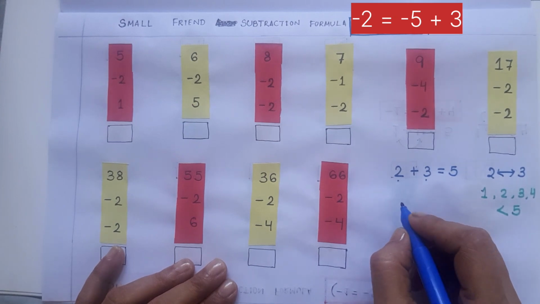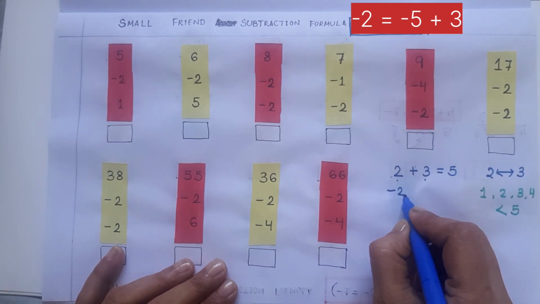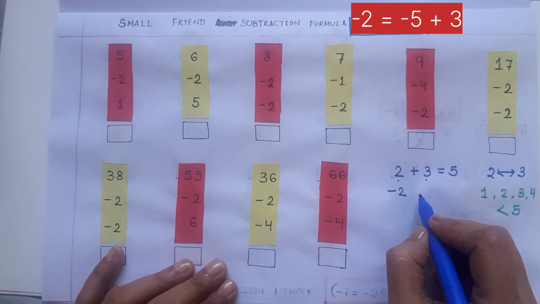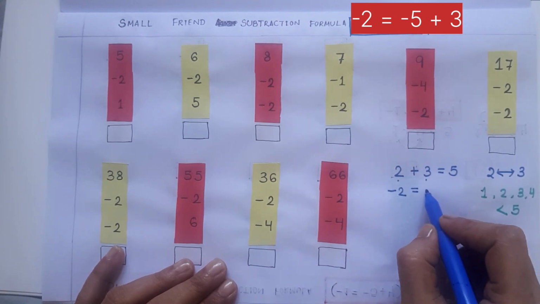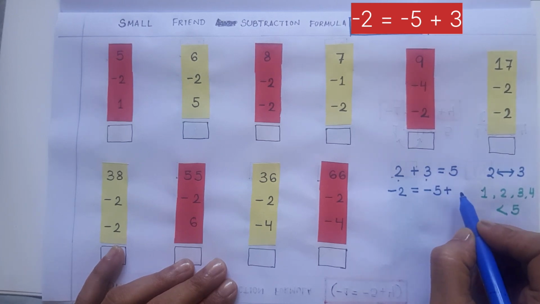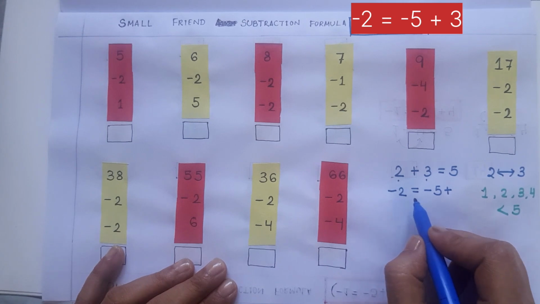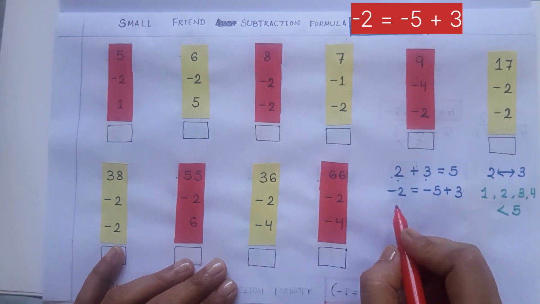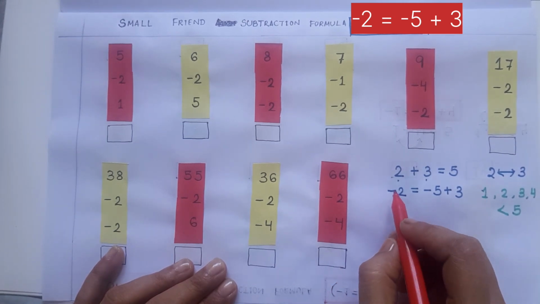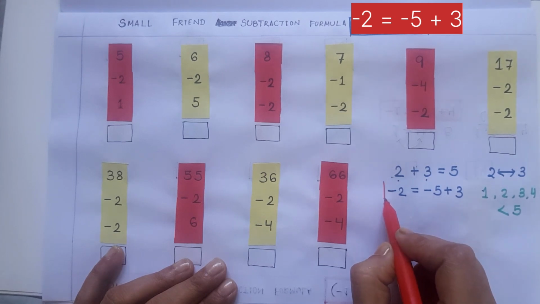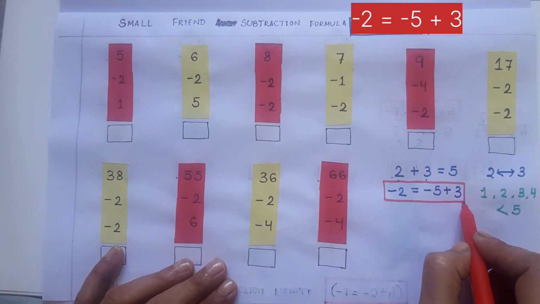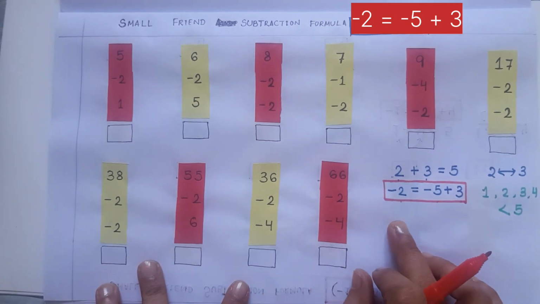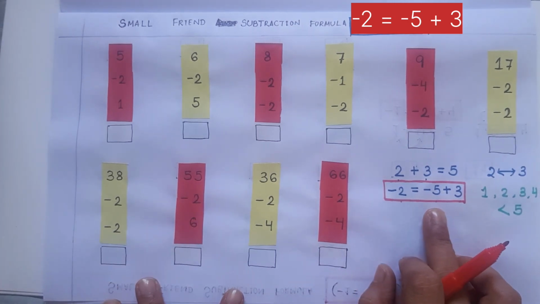When we need to subtract 2, as we see in the first example, what do we have to do first? First, we will subtract 5 and then add the small friend of 2, that is 3. So our formula will be minus 2 equals minus 5 plus 3. Now let's solve these examples by applying this formula.